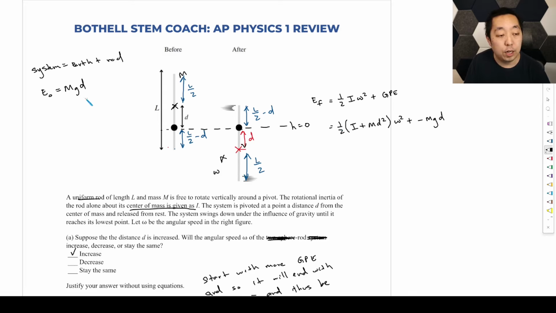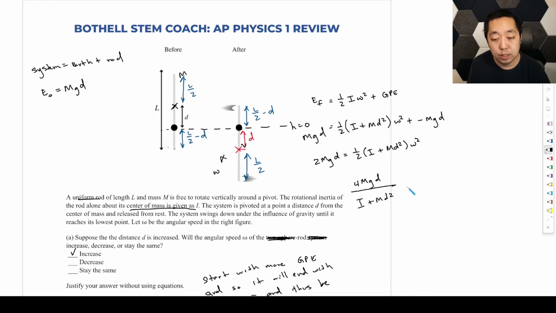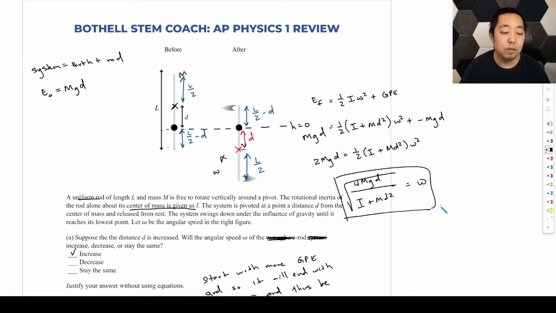Okay? And so by conservation of energy, that's going to equal mgd. We move that over, we get 2 mgd is equal to 1/2 I plus md squared omega squared. So multiply by 2, we're going to get 4 mgd divided by I plus md squared. And then the square root of that will equal omega. So that will be our derivation for the angular speed.